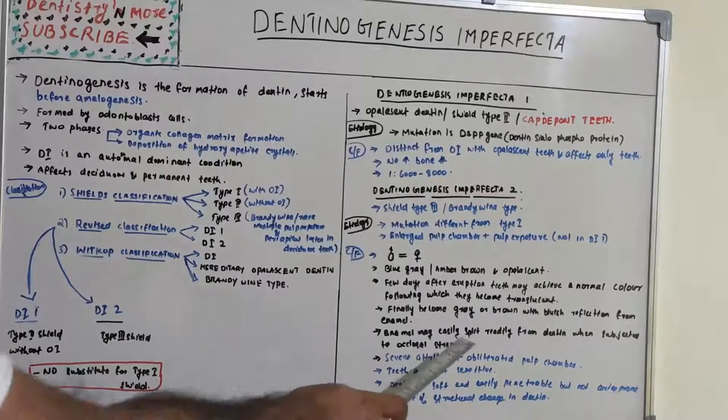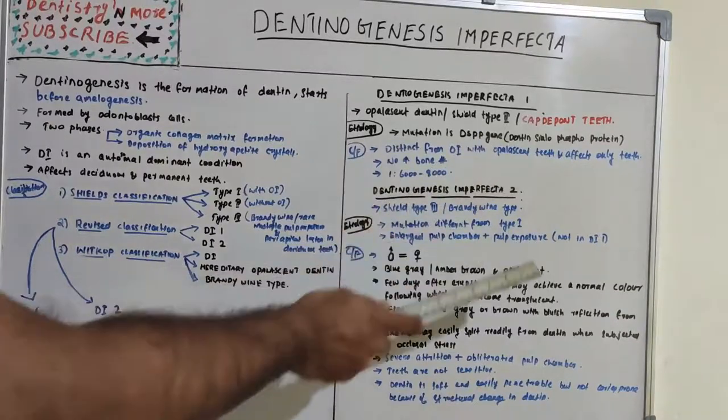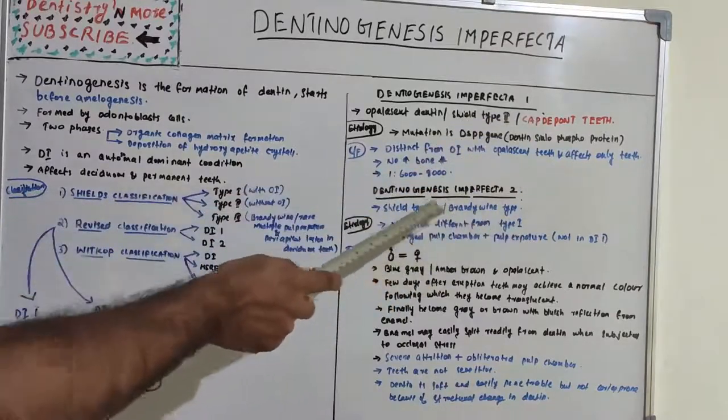And there will be severe attrition and obliterated pulp chamber. Teeth are not very sensitive, and dentine is basically soft and easily penetrable, but caries incidence is very low because of the structural change in dentine. Even though it has very soft dentine and is easily penetrable, caries is not very much present in dentinogenesis imperfecta 2. So that is Shield type 2 and Shield type 3.